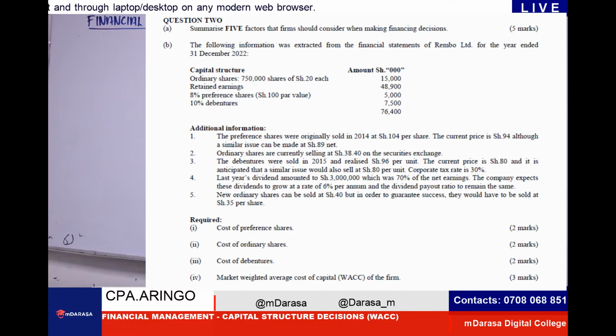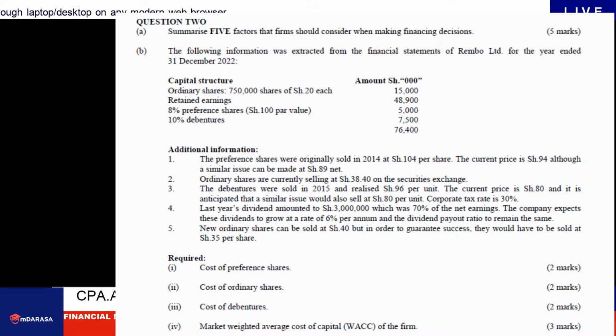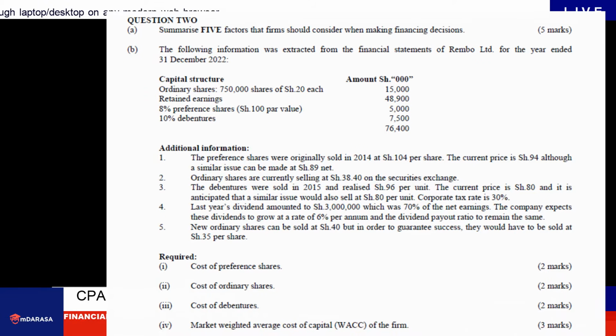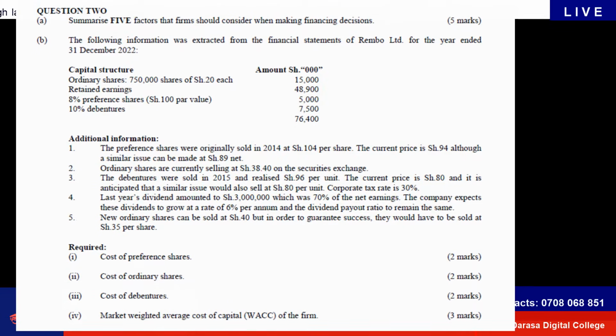We have a company where we're told the following statement was extracted from the financial statements of Rainbow Limited for the year ended 1st December 2022. So in this case, what were we told? Clearly, you can see a good examiner has given us the capital structure of the firm, which consisted of, number one, ordinary shares, which we were given as 750,000 shares of 20 shillings each.